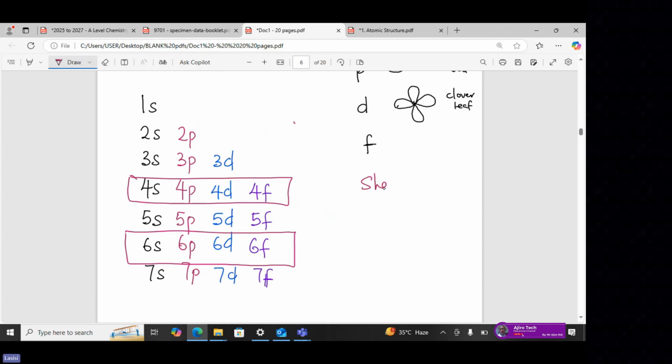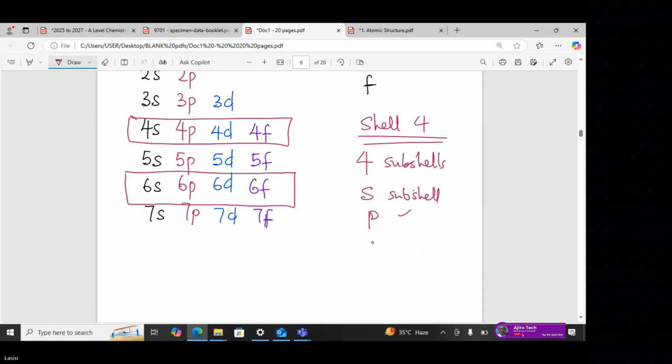Shell 4 consists of what? Four subshells, which are what? S subshell, P subshell, D subshell, and F subshell. Now, where do we now have the place of orbital? Please pay attention now.